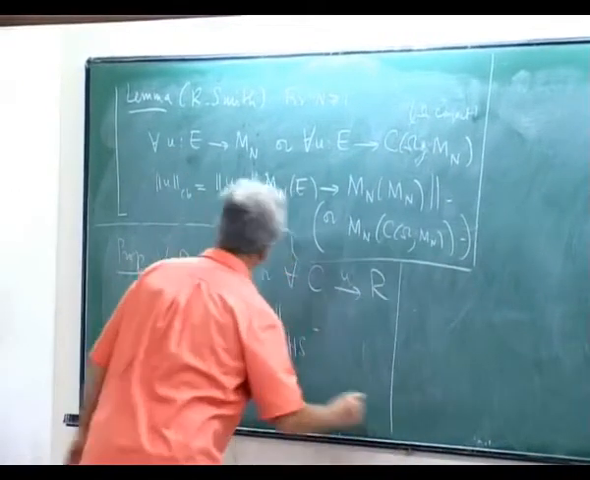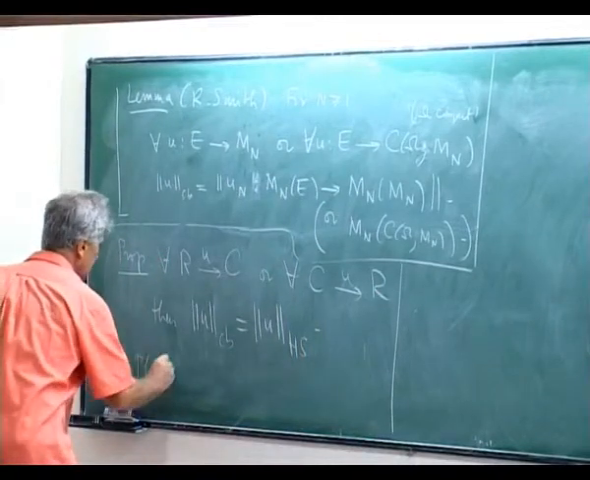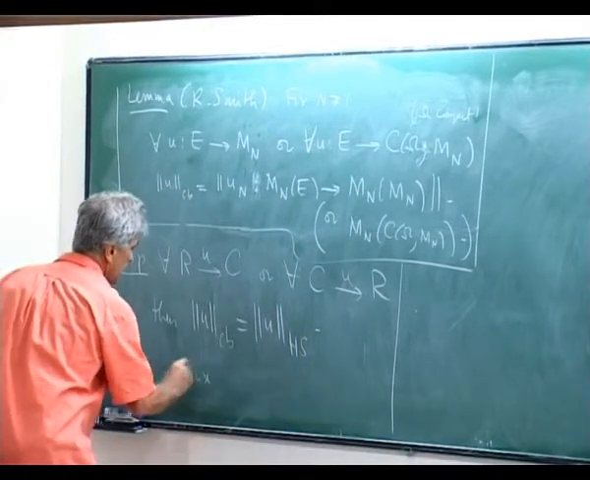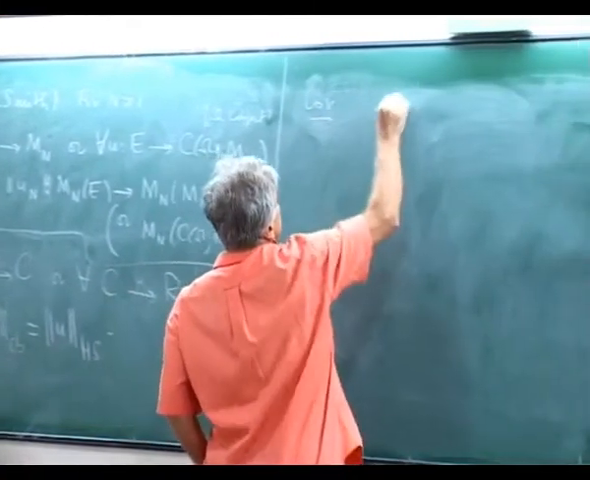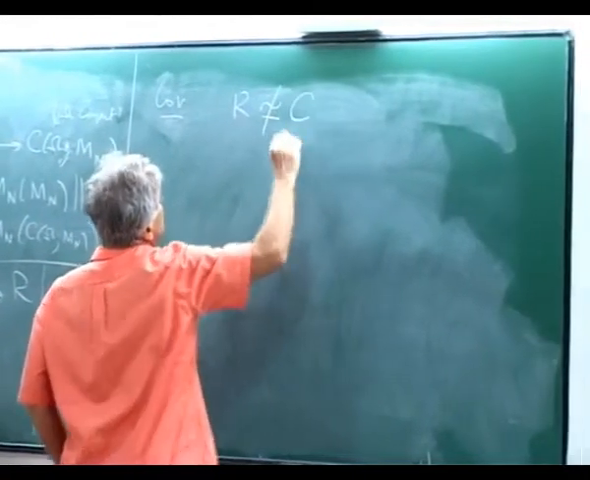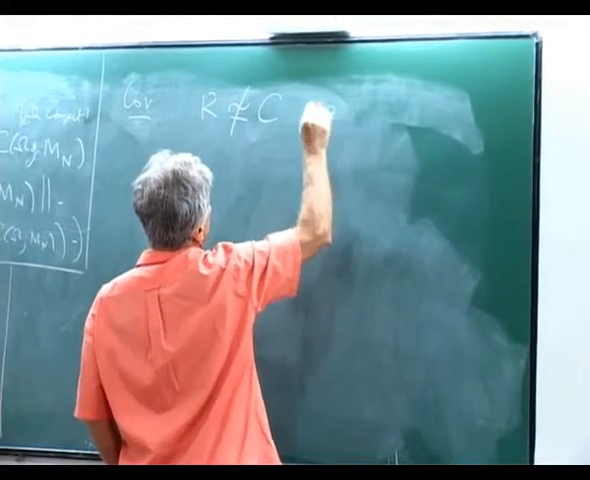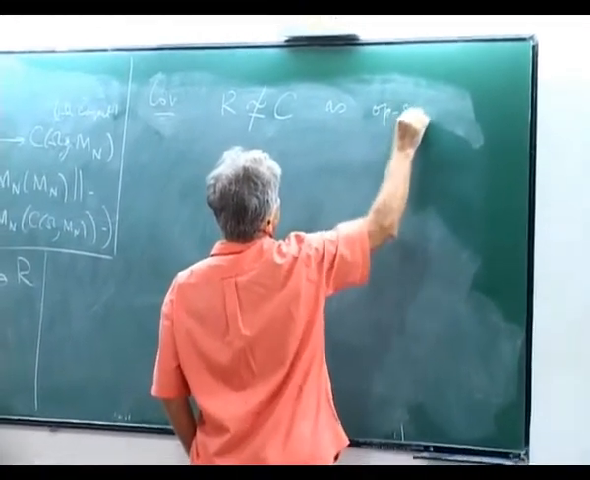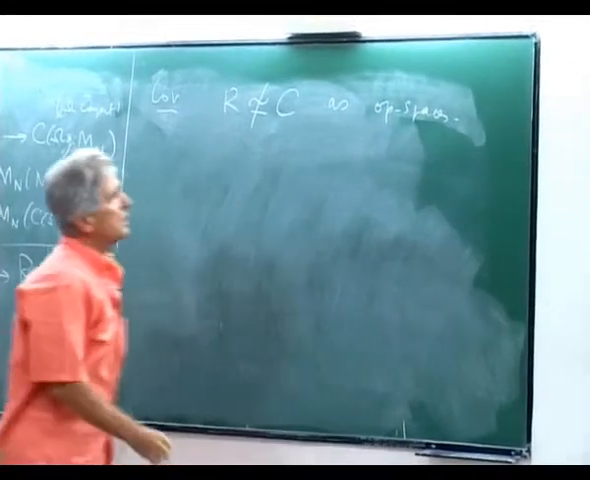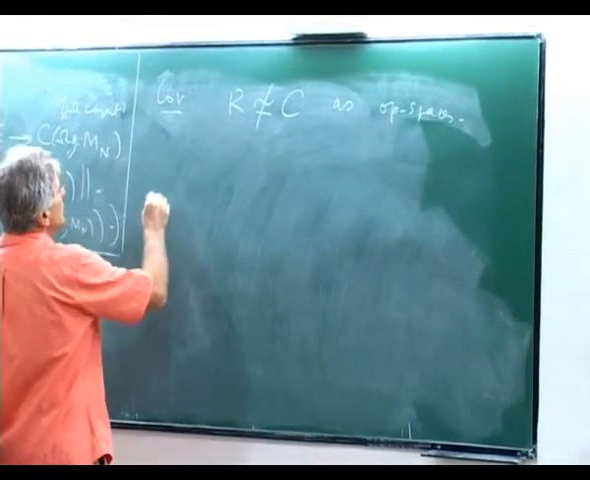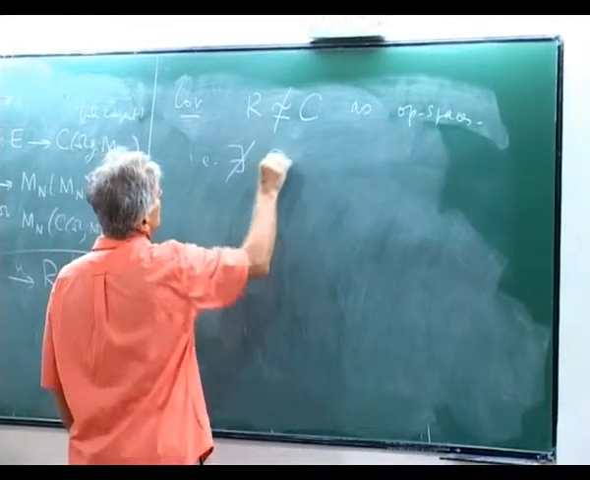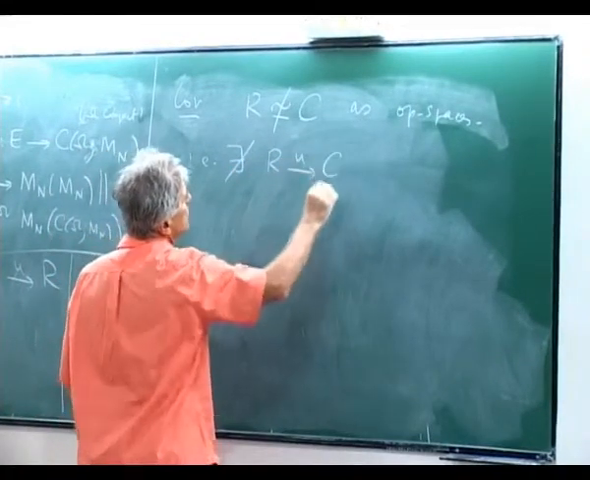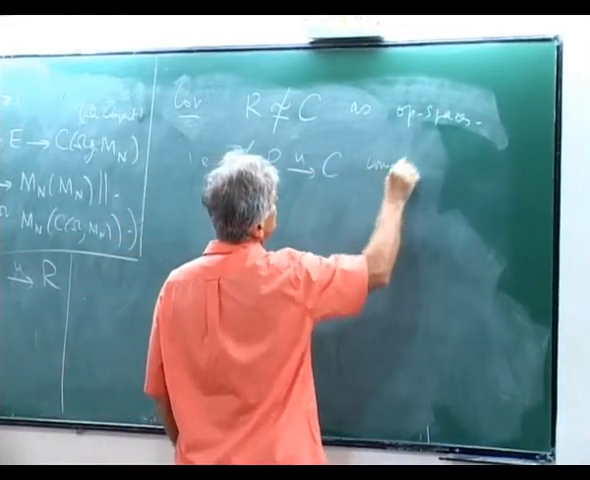Okay, so that's for the proof, we leave it as exercise. But the corollary is that these spaces are not isomorphic as operator spaces. I think I didn't define yet what is a complete isomorphism. That means that there does not exist a U from R to C, which is a complete isomorphism.